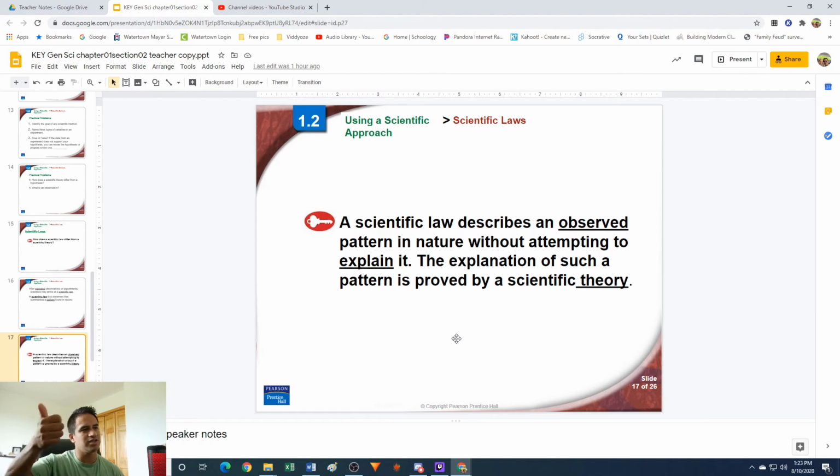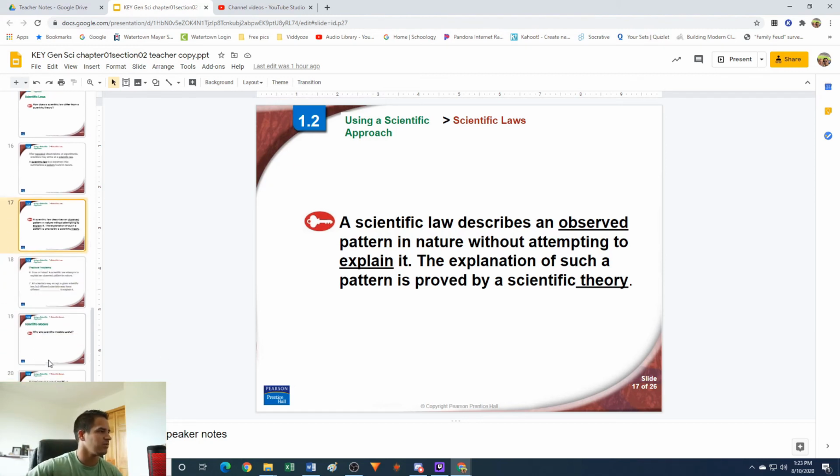So one last time here. Laws describe observed patterns in nature without attempting to explain it. Theories explain why things happen. That's it. Okay, moving on.